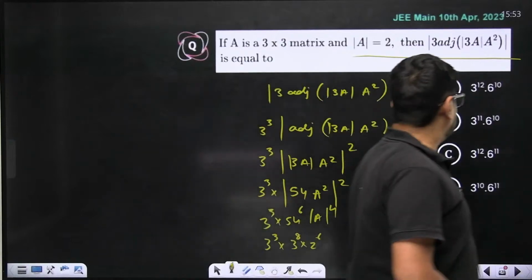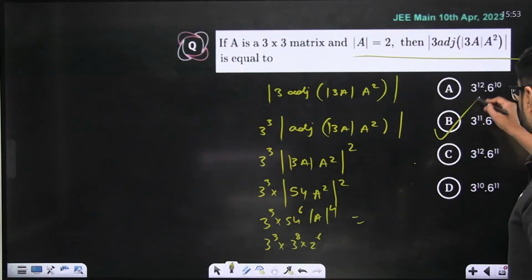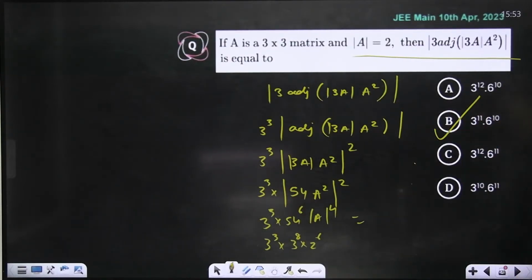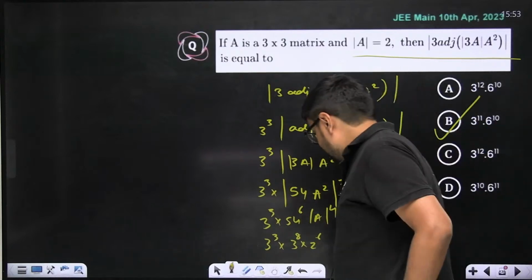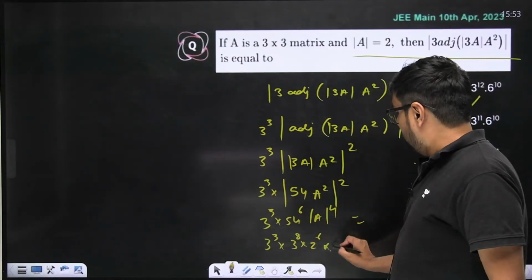Which answer is matching? 3 to the power 11, 6 to the power 10, I think. This should match. Right? 2 to the power 4 also we have, no? Because determinant of A is 2. So 3 to the power 11, 6 to the power 10 is matching. This is also 2 to the power 4.